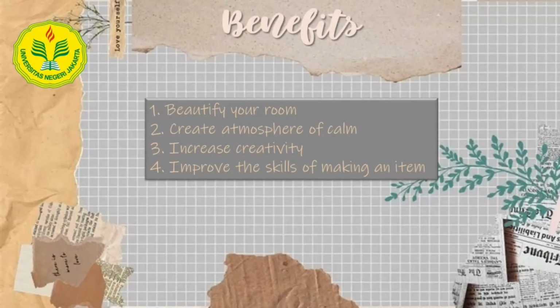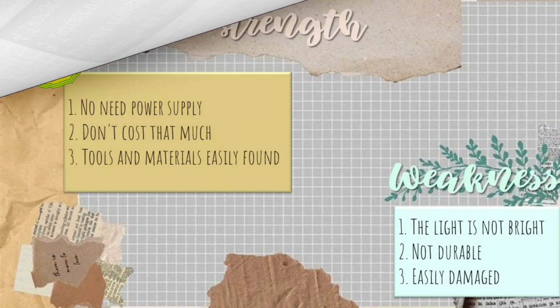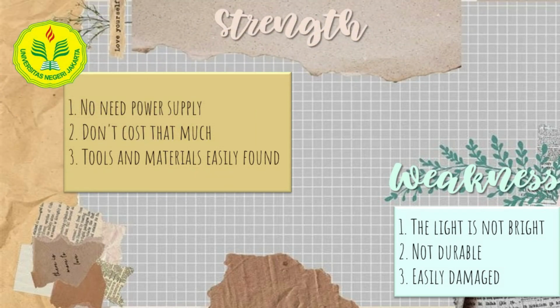There are so many benefits to making a colored oil lamp, such as it will beautify your room, create an atmosphere of calm, increase your creativity, and improve the skills of making an item. The strengths of the colored oil lamp are that it doesn't need a power supply, doesn't cost that much, and tools or materials are easily found. The weaknesses are the light is not so bright, not durable, and easily damaged.